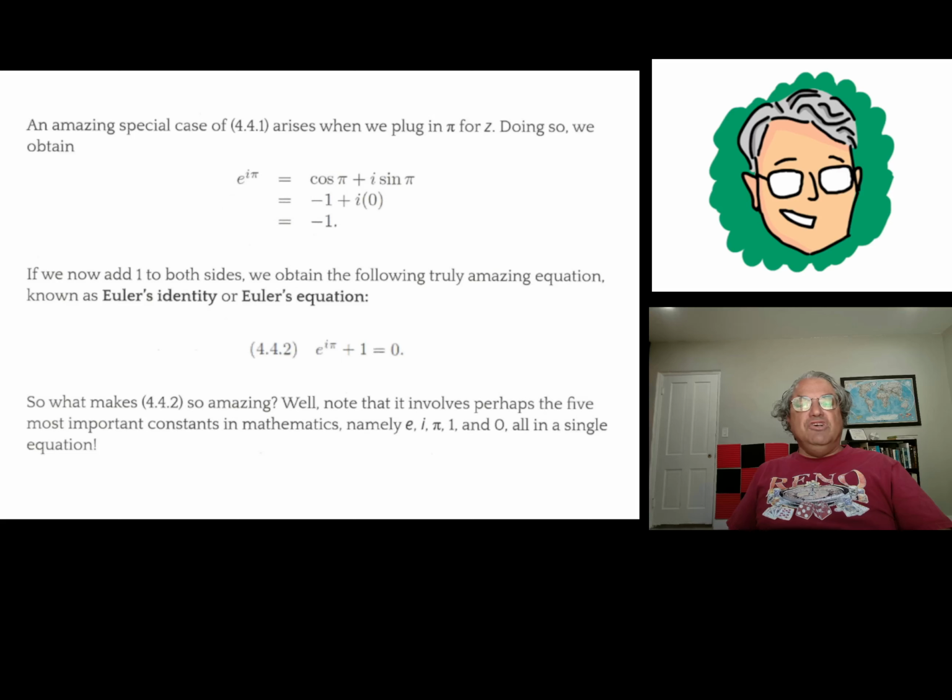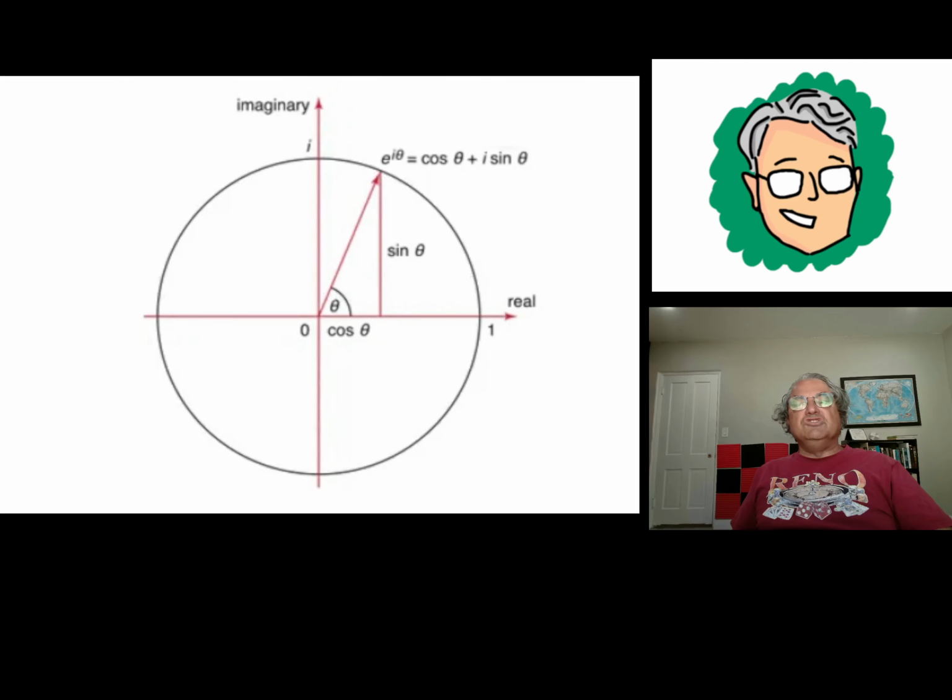What happens when you plug in pi for theta? As you guys probably know, pi radians is the same as 180 degrees. So maybe I should show you back. That would be the point on the left, the point -1 on the real axis. Because when you go 180 degrees, the real component is -1. That's cosine of 180 degrees, it's -1. And sine of 180 degrees, or sine of pi, is 0.